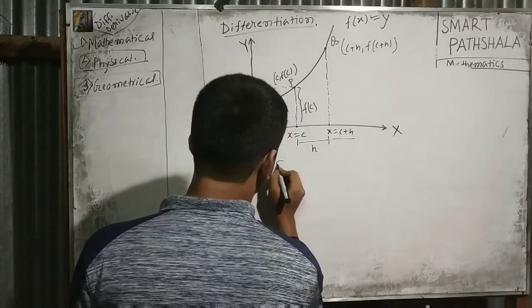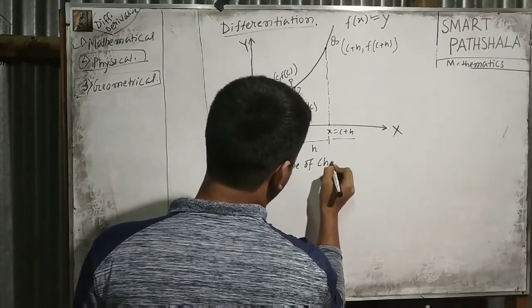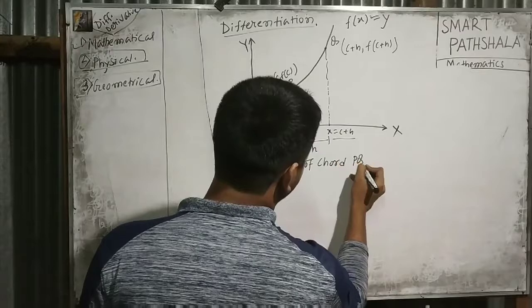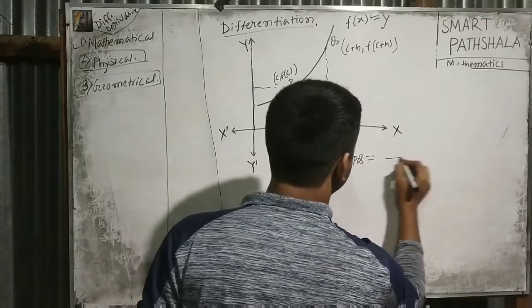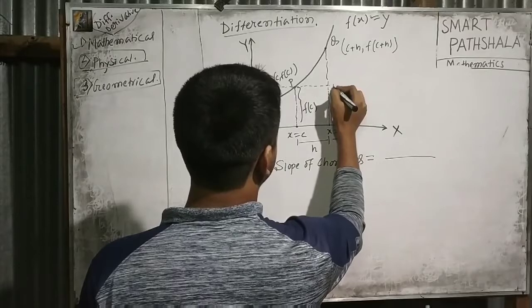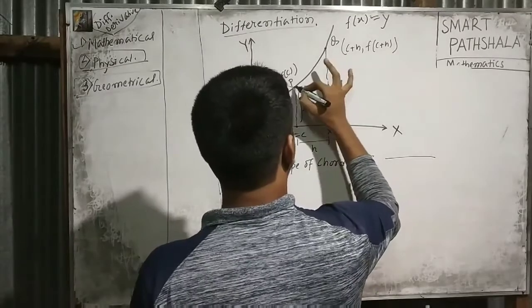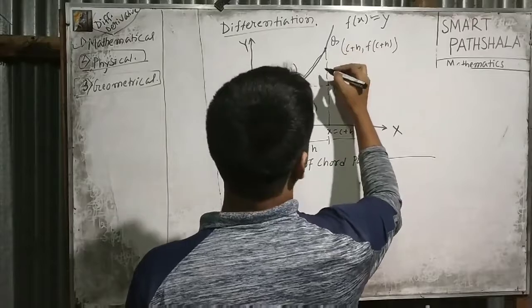Now let us calculate the slope of this chord PQ. What can be the slope of this chord? Okay, let us draw a perpendicular here. So this point, let us name it as M. Right? So this is the chord.